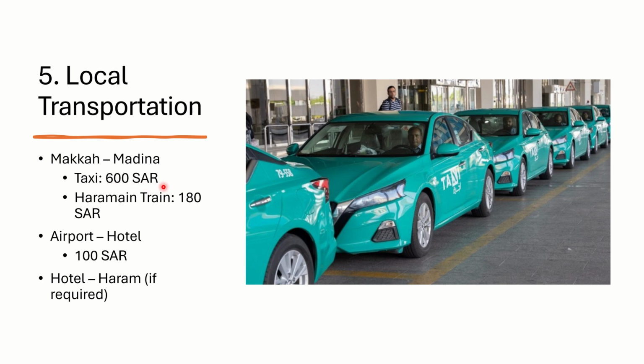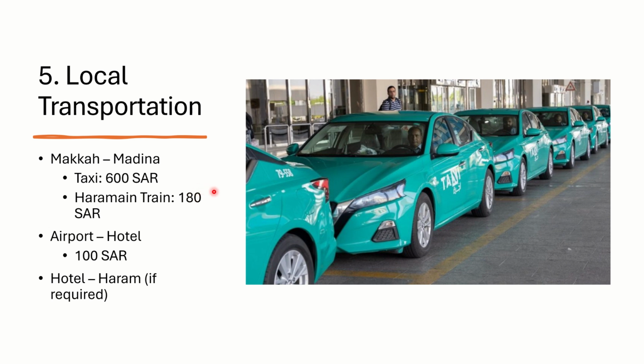A taxi is going to be around 600 to 700 Saudi riyals. Or you can take the Haramain train, which costs around 180 Saudi riyals if you book in advance. But if you book at the last minute, you can pay up to 250 or so for economy class. And this is for one person. But a taxi has 4 seats, and based on your luggage, you might be able to take more people.